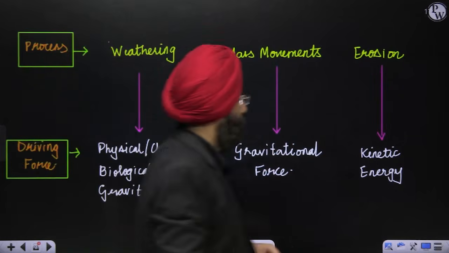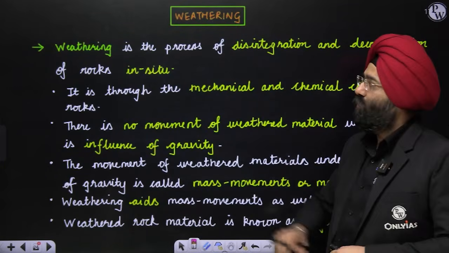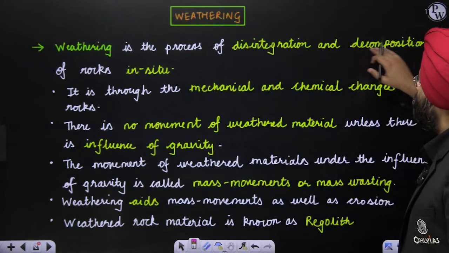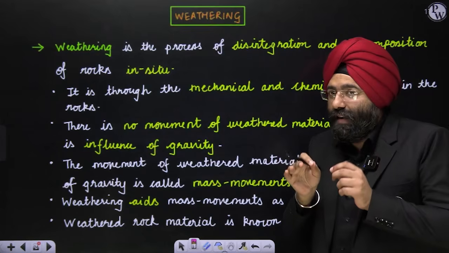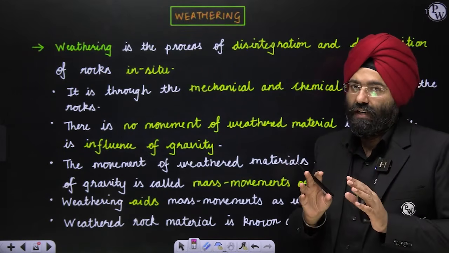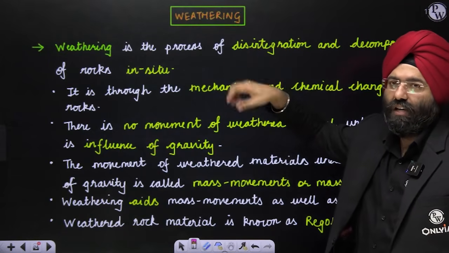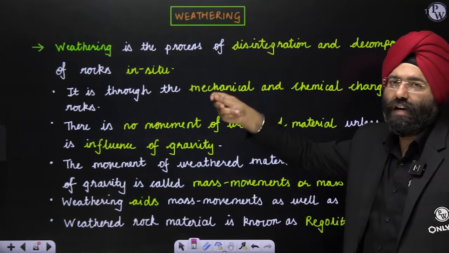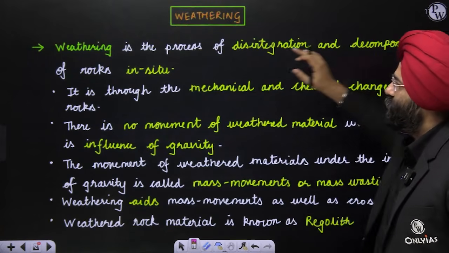Clear? Okay. When I talk about weathering, let us start with the process of weathering. Weathering is a process of disintegration and decomposition of the rock in situ. In situ means at the place where the weathering is taking place, only over there this decomposition is taking place. Right? So disintegration: a rock fragment is there, it is broken down into further fragments. Whatever be the process, it is disintegration and decomposition of the rocks in situ.